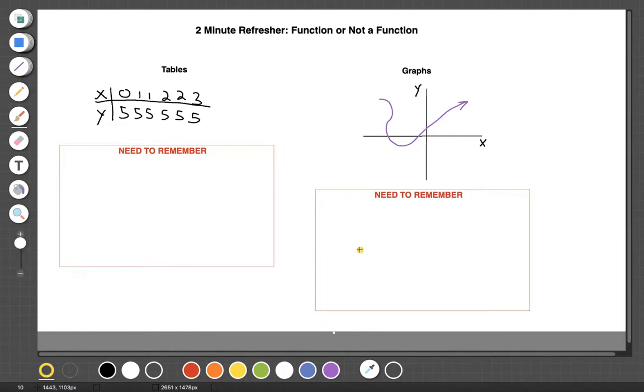Okay, first thing, function or not a function. Well, we had two different representations we saw. That was tables and graphs. Let's start with tables. There's a couple important things we need to remember.